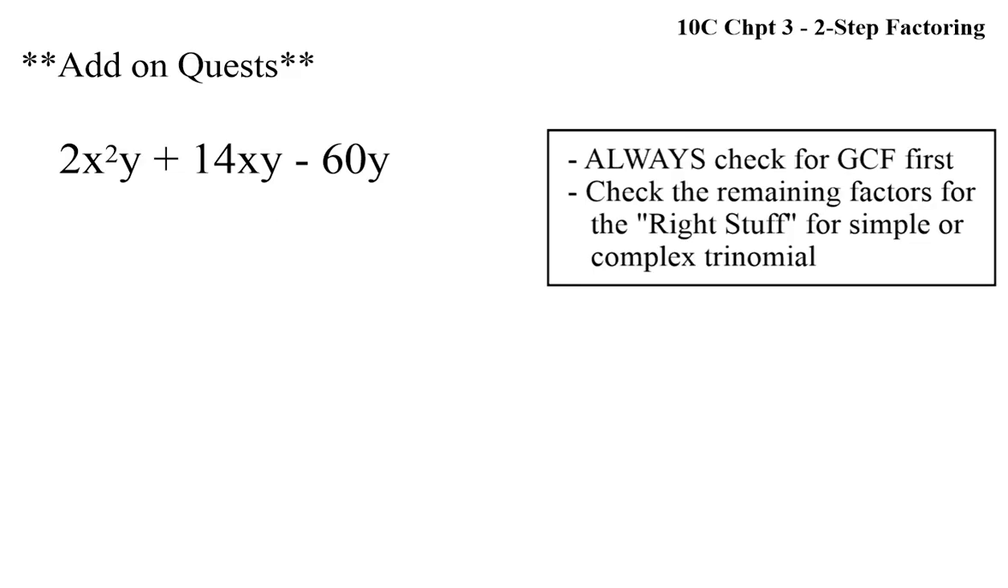Let's try another one. So here's what we just talked about. Always check for GCF first. Check the remaining factors for the right stuff. Can we do simple or complex trinomial factoring after that?